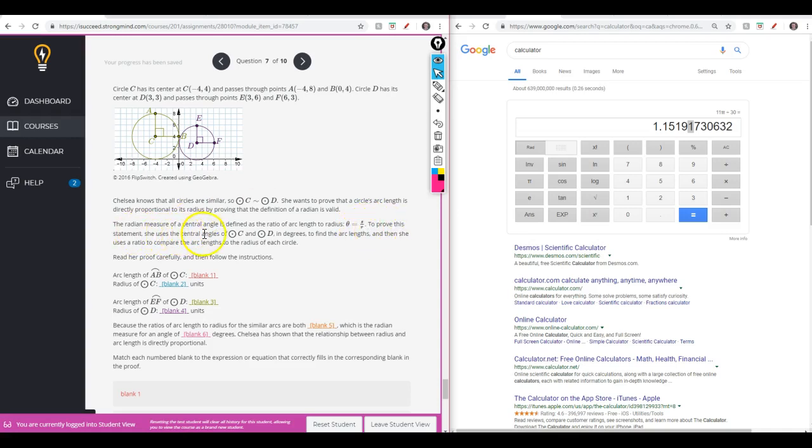To prove this statement, she uses the central angles of circle C and circle D in degrees to find the arc lengths, and then she uses the ratio to compare the arc lengths to the radius of each circle. Read her proof carefully and then follow the instructions.